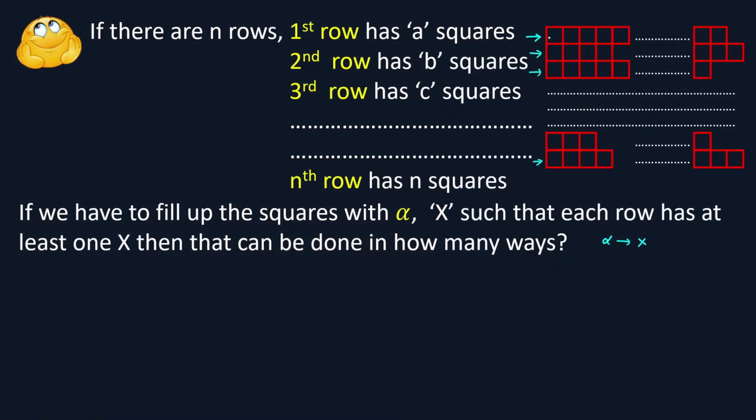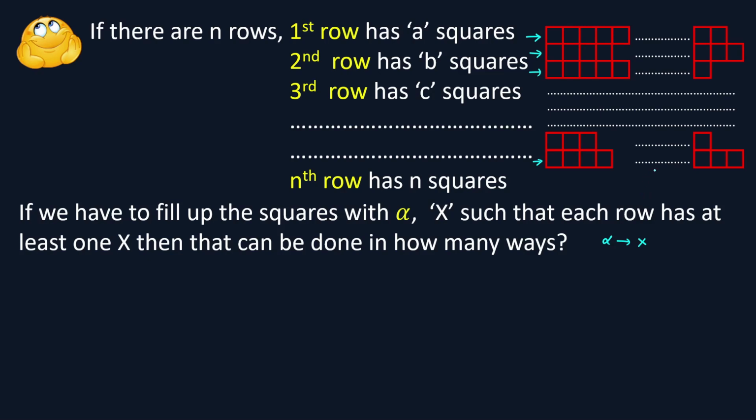In the first row, let me consider the first row only. In the first row, how many squares are there? A squares. Now, for the first row, we can either choose one square, or two squares, or three squares, or a squares. Similarly, for the second row, we have b squares. So to place the x, we can choose one square, or two squares, or three squares, and so on. And finally, we can choose b squares altogether. Similarly for the third row, similarly for the nth row.